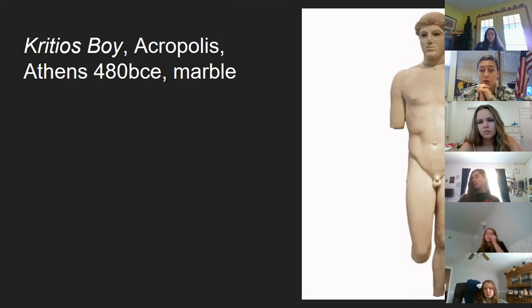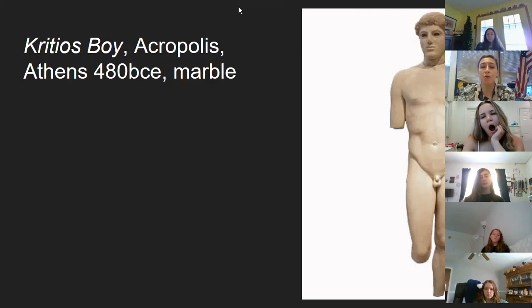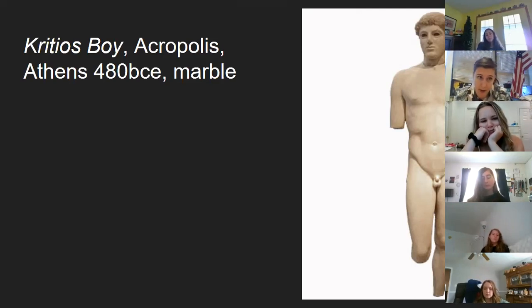So Critios Boy is at the start of this pose that's going to be used for a while. We're going to switch from that forward-facing pose to this new pose, which is called contrapposto. I'm going to stand up and I'm going to try to do it. You're not going to be able to see me that well. This is way better when I'm in front of the classroom.